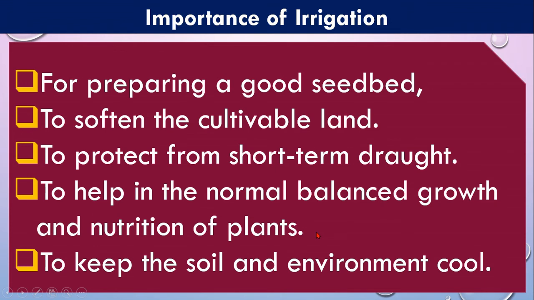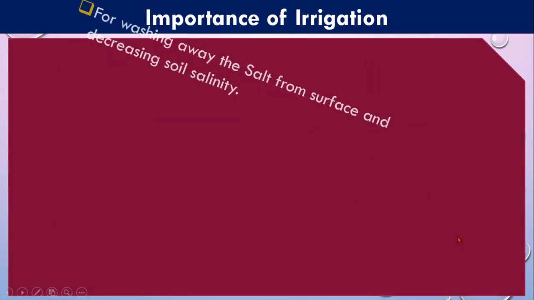To keep the soil and environment cool, that means soil and environment need to be cooled down. That means the soil as well as the environment cool down with the help of irrigation.